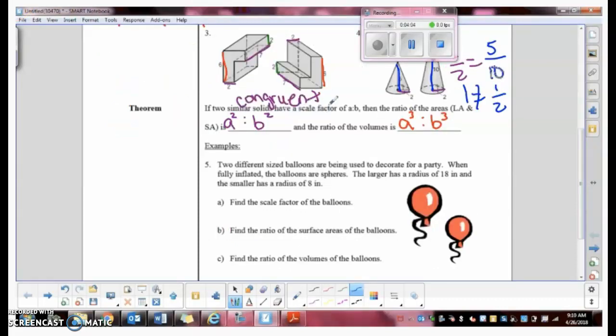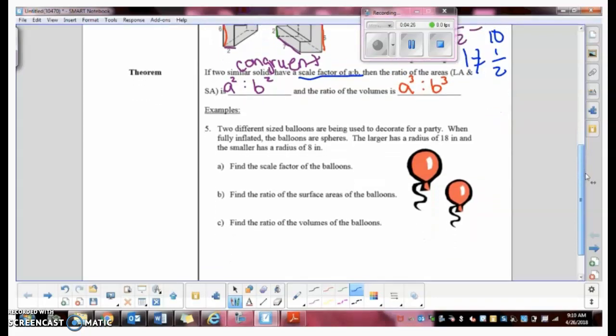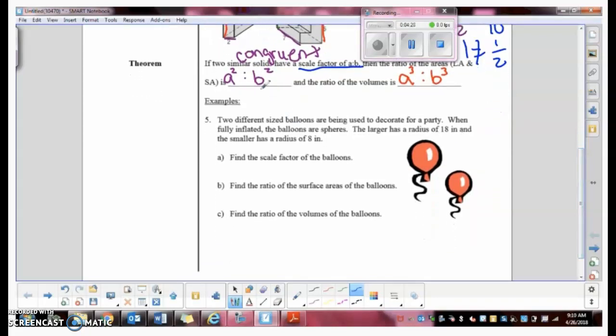So we're going to skip ahead a little bit and look at the general theorem for this. If our scale factor is a to b, like 2 to 1 or 4 to 1 like it was before, then the ratio of the areas is going to be a squared to b squared, and the ratio of the volumes is a cubed to b cubed. Let's take a look at an example here.